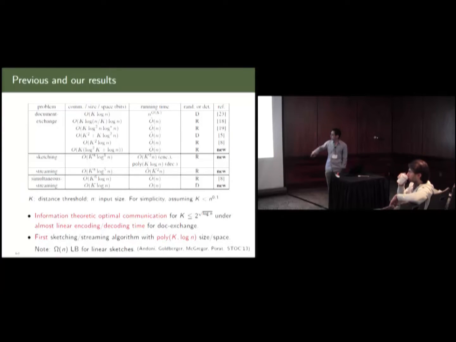And the final problem is called simultaneous streaming, where we can scan the two strings simultaneously in a coordinated fashion. If we can do this, instead of scanning one and then the other, we only need this amount of space: k log n. This is basically space-efficient dynamic programming. It's kind of easy compared with the other results. Okay, so today I will focus on the document exchange and the sketching results.